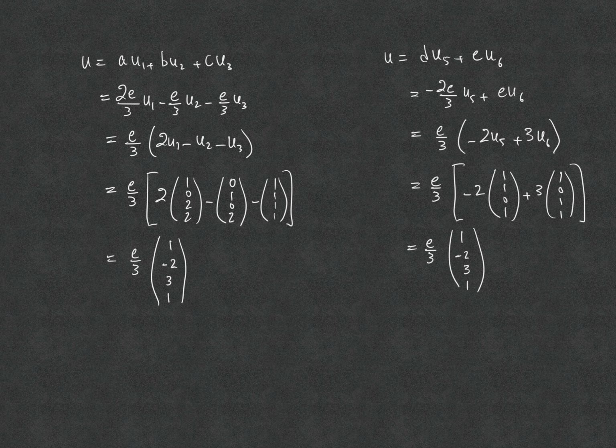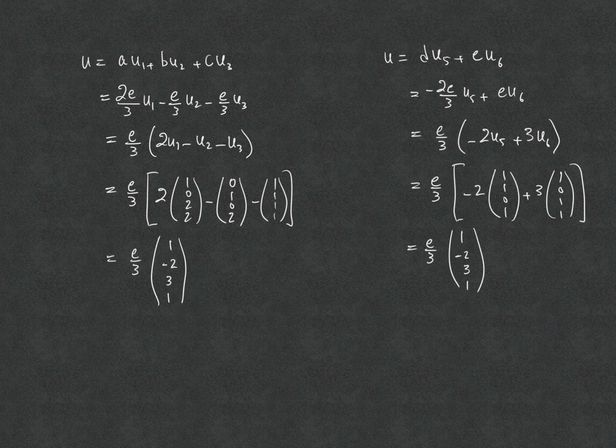Now, if in this expression of U we replace A with 2E over 3, B with minus E over 3, C with minus E over 3, or if in this expression of U we replace D with minus 2E over 3, in both cases we find that U is a multiple of this vector 1, negative 2, 3, 1. Note that only one of these steps is enough, and it implies that the vectors of V intersected with W are exactly the multiples of the vector 1, minus 2, 3, 1.